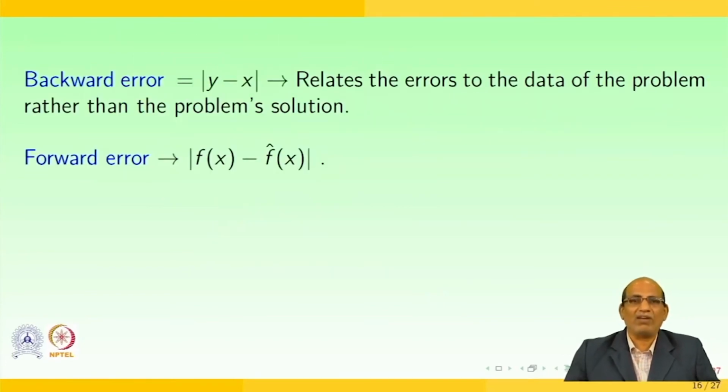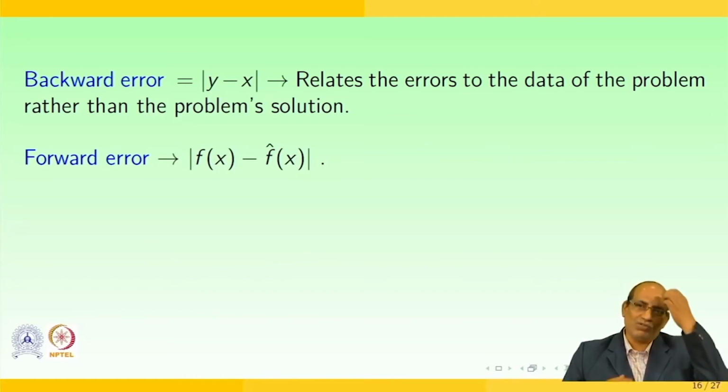Now let's see the backward error. So we call the backward error always mod of y minus x, where x is unknown and y is unknown. So mod of y minus x is called backward error. It relates the error to the data of the problem rather than the problem solution. So backward error means always it is y minus x, right? It relates the error to the data of the problem rather than the problem solution.